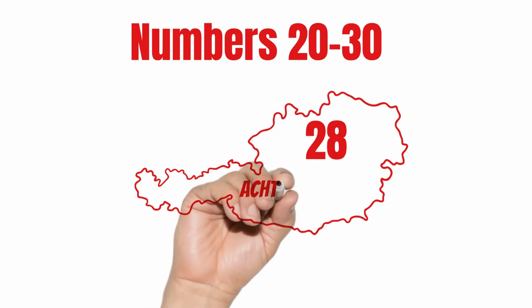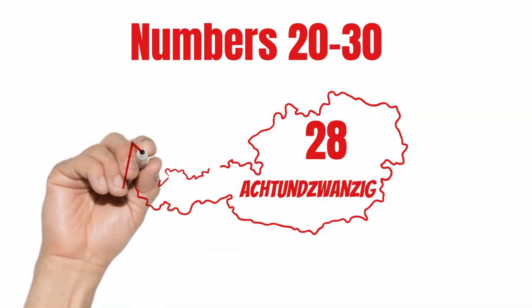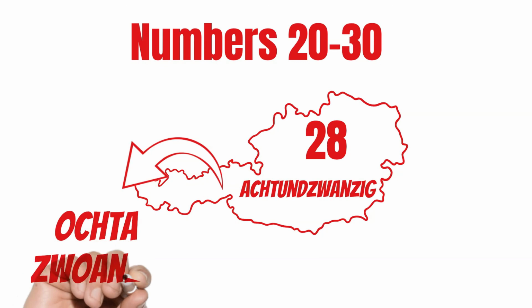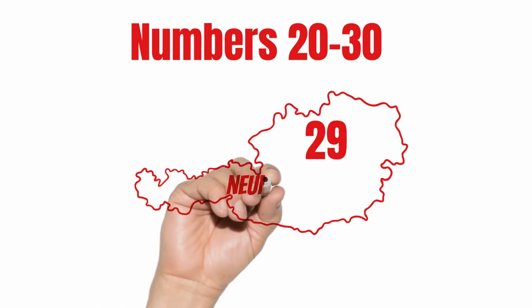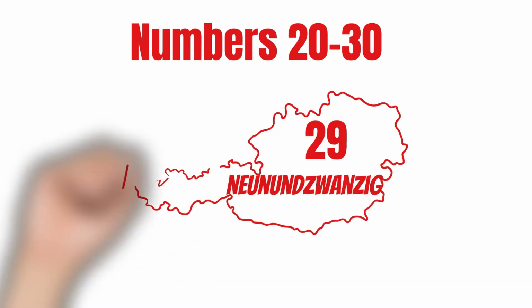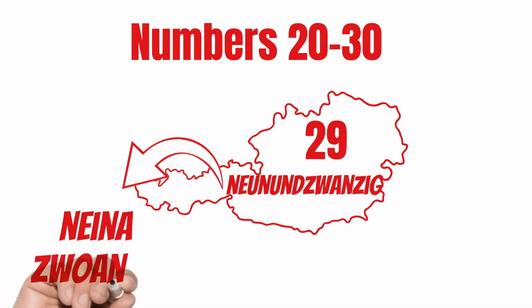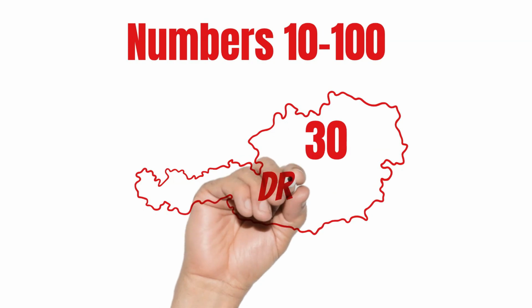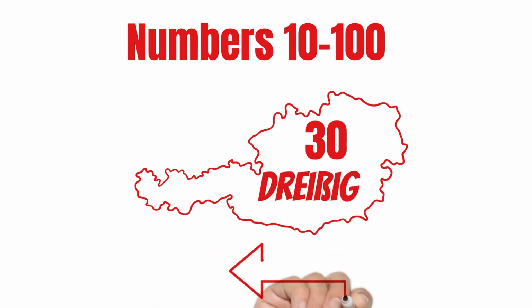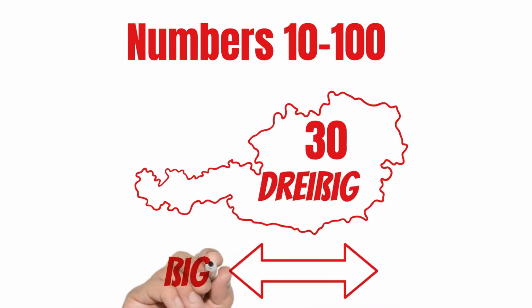The number 28 means 28. In the West, Austrians use 28, in the East 28. The number 29 means 29 in Standard German, and in Austria people use 29 and 29. Finally, 30 is the word 30, and many Austrians use the term 30.